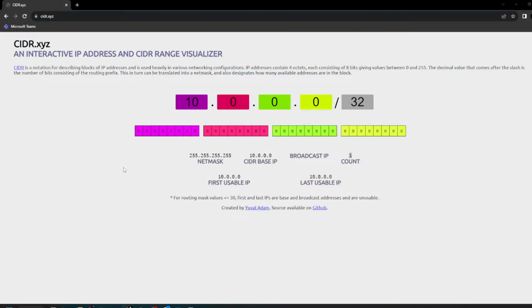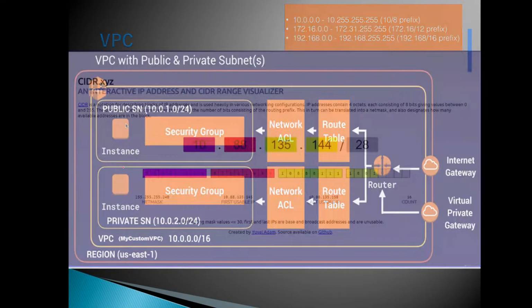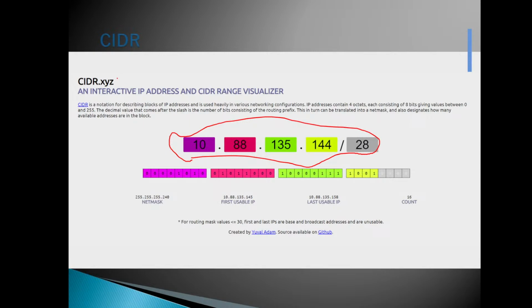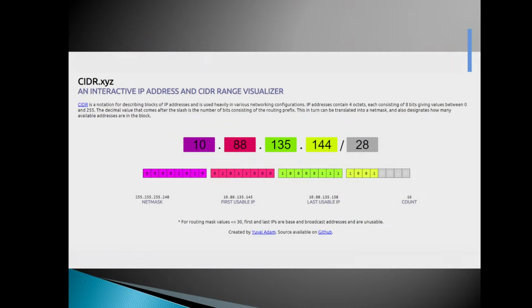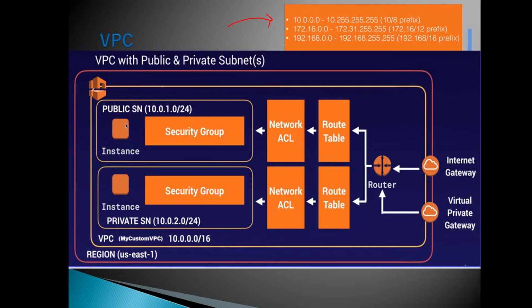If you want to find the IP addresses in a network, you can check the CIDR website. If you go and check any network, it will be written in this format, with a prefix.